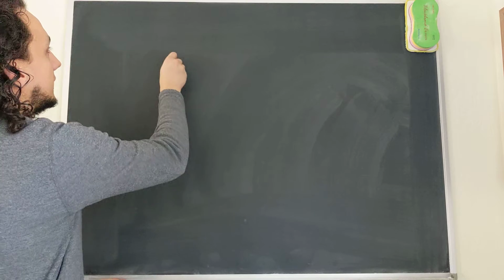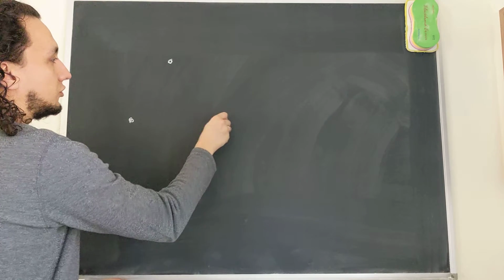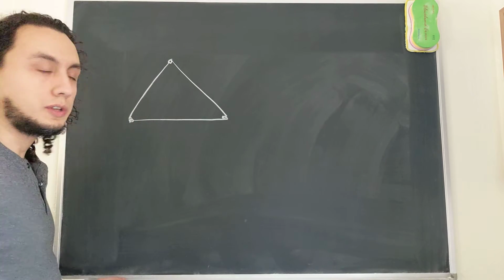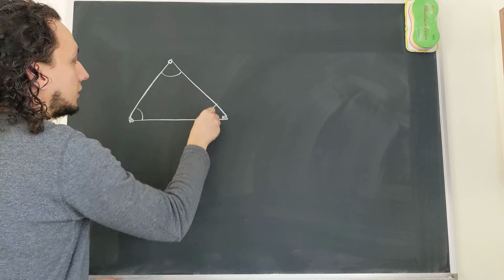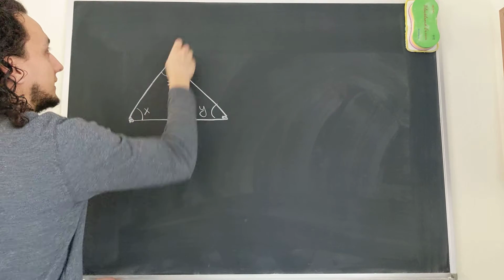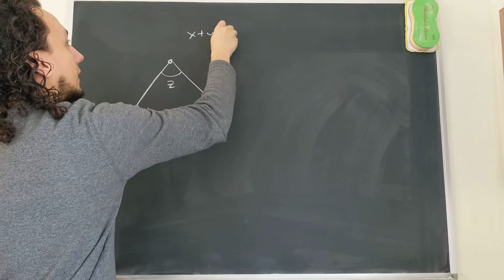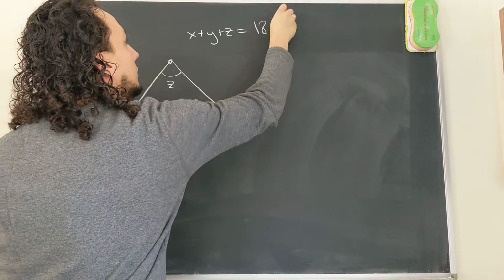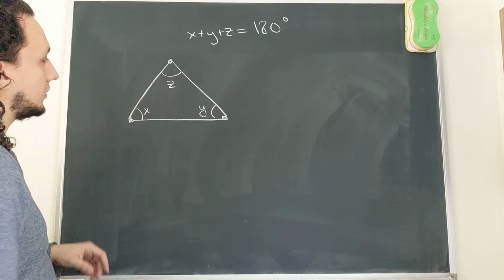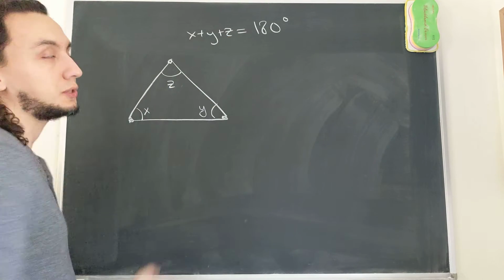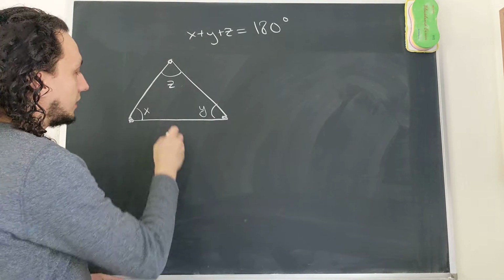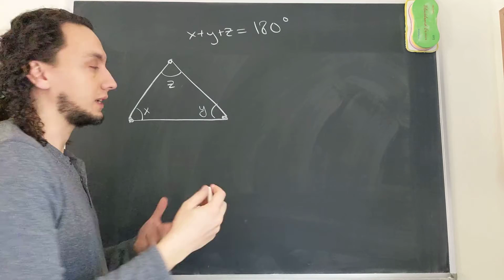So the idea is to look at a triangle. Here we have a triangle. And we want to argue that the sum of the internal angles of the triangle, x plus y plus z, is equal to 180 degrees. This is a common fact about triangles. How are we going to argue that x plus y plus z is equal to 180 degrees? I'm going to do the same technique I used in my original video. I'm going to use a thought experiment.